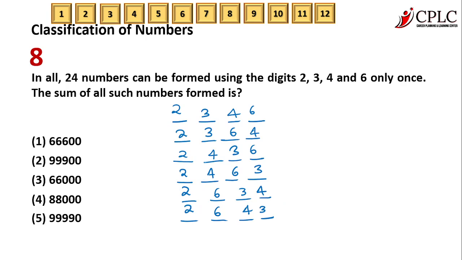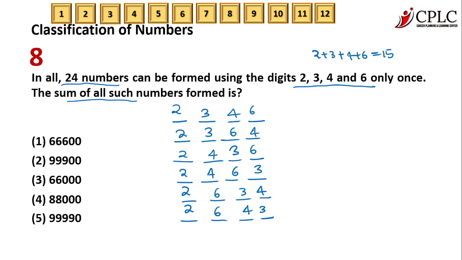I hope you understand. Similarly, there will be six more numbers that will start from 3000. Similarly, six more numbers that will start from 4000, and similarly, six more numbers that will start from 6000. So hence 24 numbers are being formed overall using these digits. Now to add these numbers, since the digits are going to be the same, let's add the digits only, that is 2, 3, 4, 6, which gives us 15.